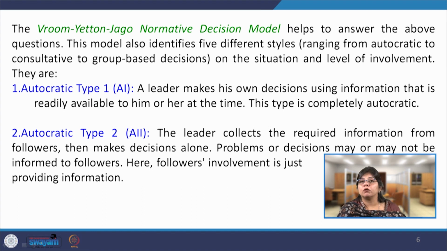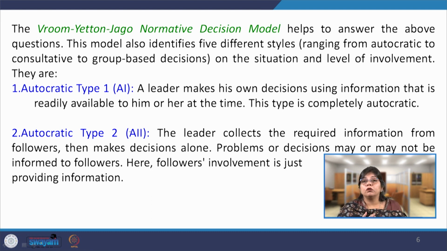When we are talking about autocratic type 1, A1, a leader makes his own decisions using information that is readily available to him at the time. This type is completely autocratic, where the leader does not give any space to the subordinates to be involved in decision making, and he or she takes the decision on his own, which is a clear-cut autocratic leadership style. There is no mention of anything else about how the leader has taken the decision; it is completely based on an autocratic leadership style.